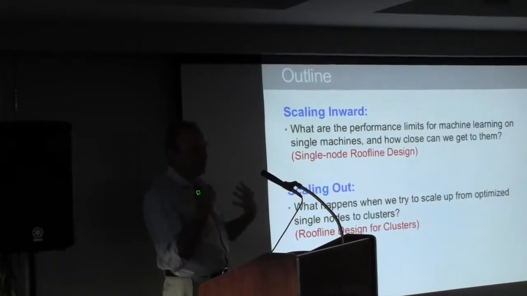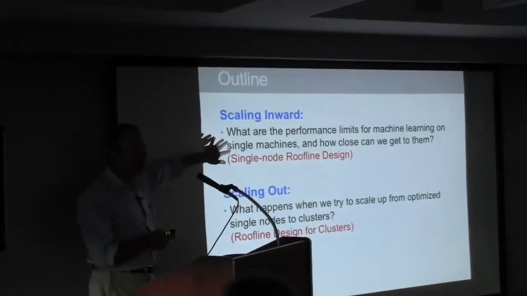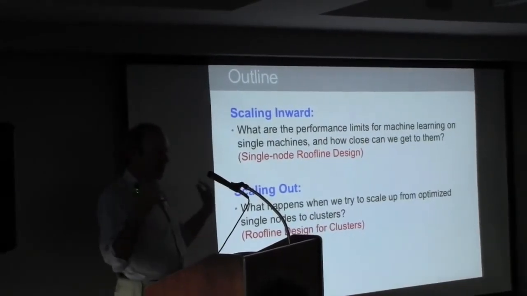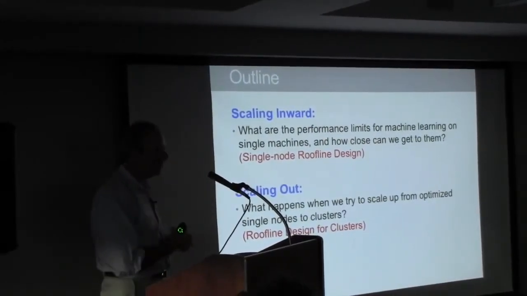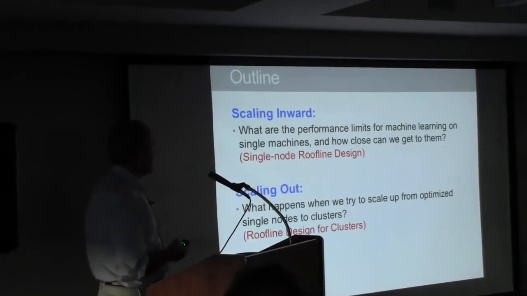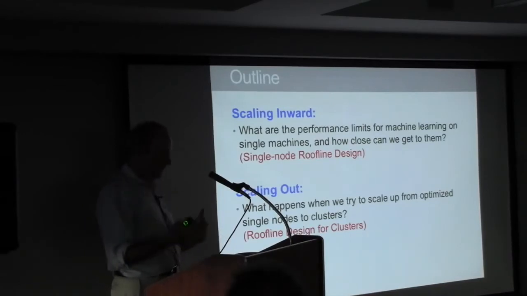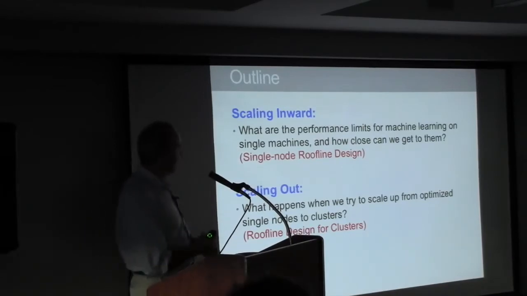So the talk is in two parts. I want to talk first about perhaps a sort of understudied area in machine learning, which is getting the maximum performance from single machines. Understanding what the limits are and designing right to those limits. And we use a method called Roofline Design that we've stolen from computer architecture.